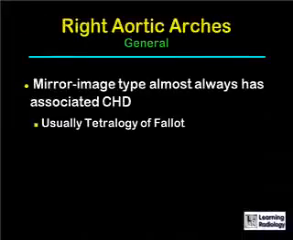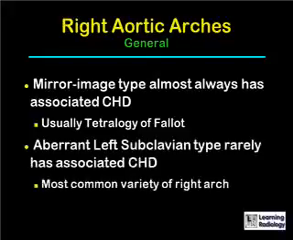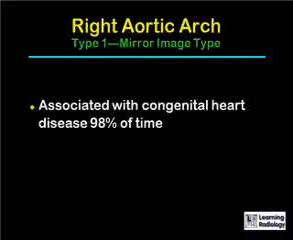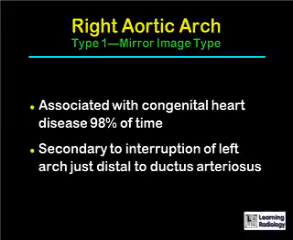In general, the mirror image type of right aortic arch is almost always associated with congenital heart disease, usually tetralogy of Fallot. The right aortic arches with an aberrant left subclavian artery are rarely associated with congenital heart disease, and they are also the most common variety of right aortic arches. The type 1 or mirror image type is associated with congenital heart disease 98% of the time. Its embryological origin is secondary to interruption of the left arch just distal to the ductus arteriosus.